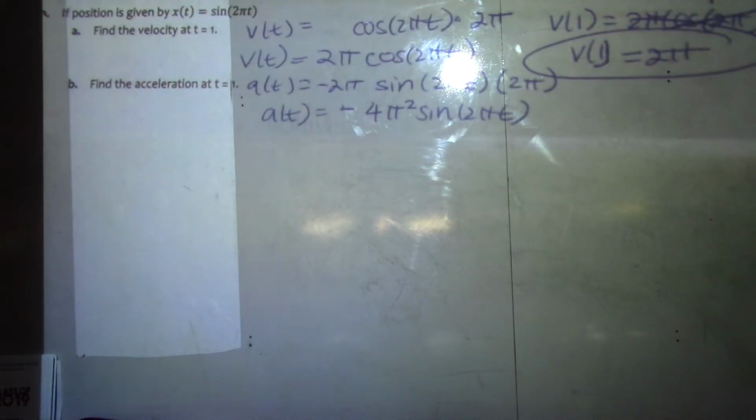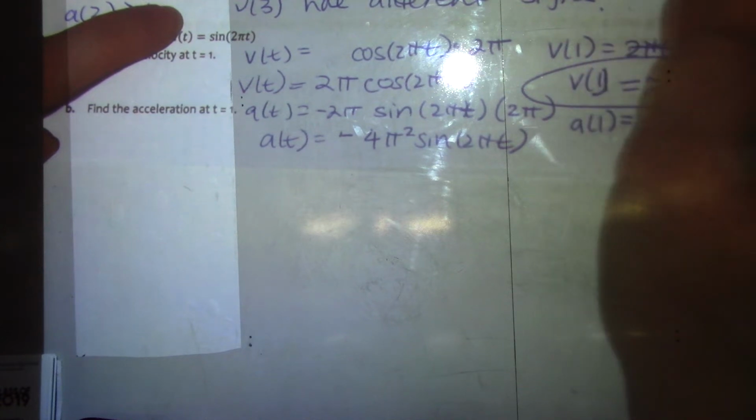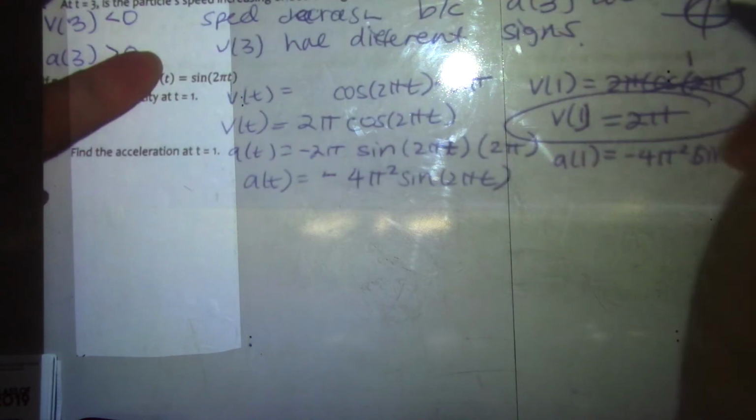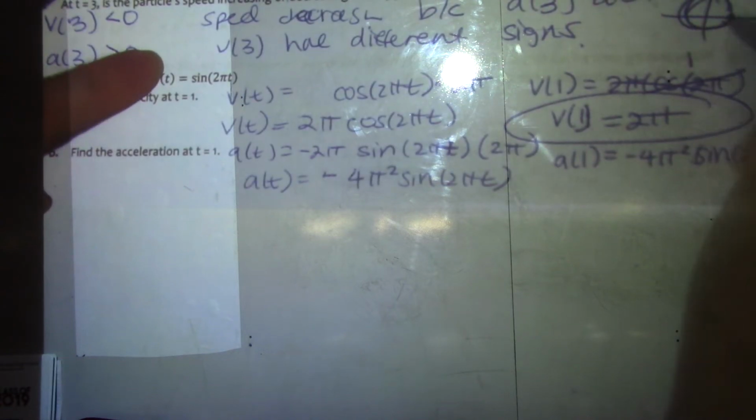I want the acceleration, wow, I did not give enough room. I want the acceleration at t equals 1, so a of 1 is negative 4 pi squared sine of 2 pi. Sine of 2 pi is 0, so this all just goes to 0. So a of 1 is 0.